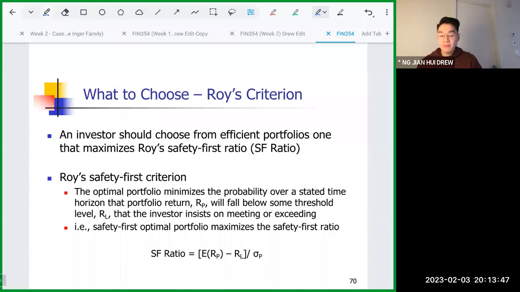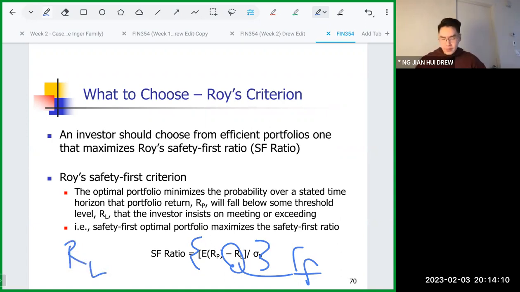Now, why do I say it's a different form of a Sharpe ratio? You immediately see that this is actually a Sharpe ratio, just that for this component RL, the Sharpe ratio has RF, the risk-free rate. So the safety first ratio changes the RF to this thing called RL, which means the RL is the investor's threshold, or basically what the investor wants to receive in terms of returns. So what the investor wants to receive is the RL, layman terms, right? I like to use simple terms. If you want the very proper finance term, then you read this, they explain to you, but layman terms is basically what the investor wants to receive, right?